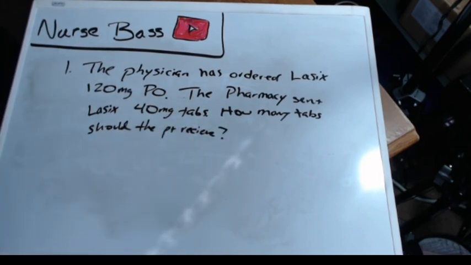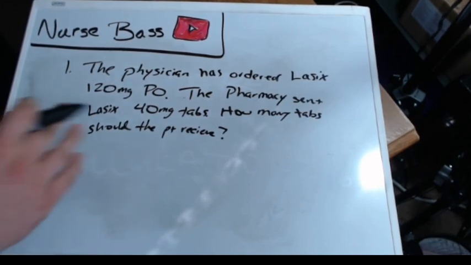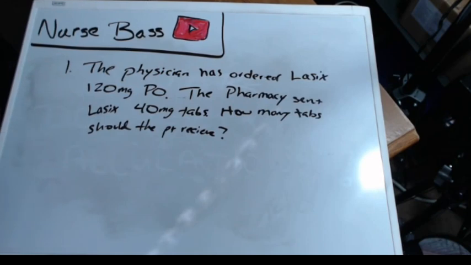The physician has ordered Lasix. Let me make sure that we can see this here. All right, good deal. So the physician has ordered Lasix, 120 milligrams PO. The pharmacy sent Lasix 40 milligram tabs. How many tabs should the patient receive?